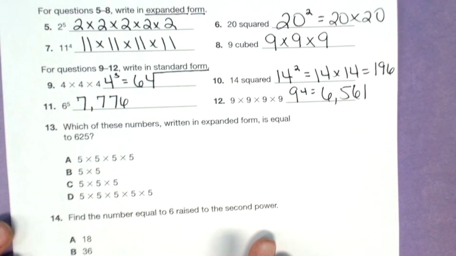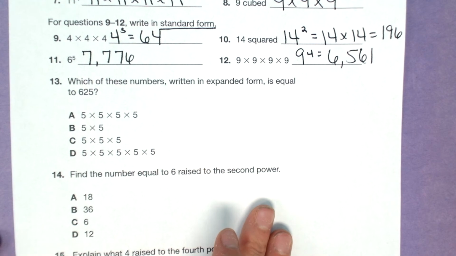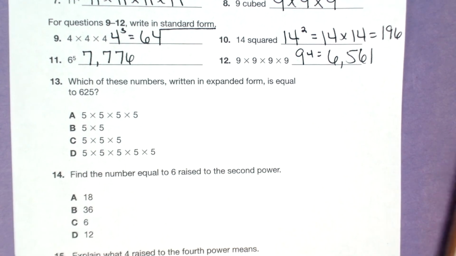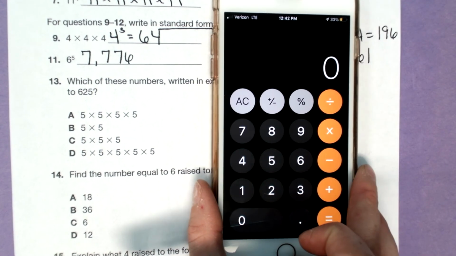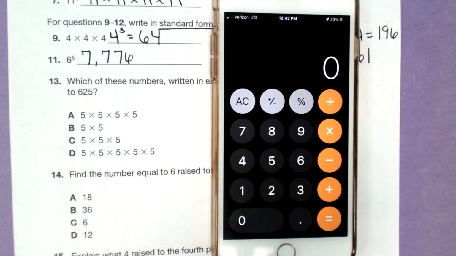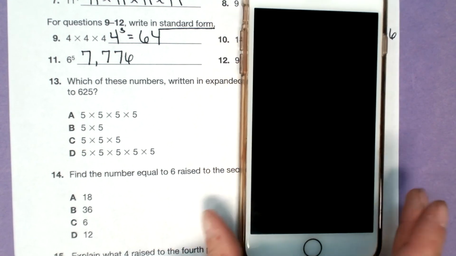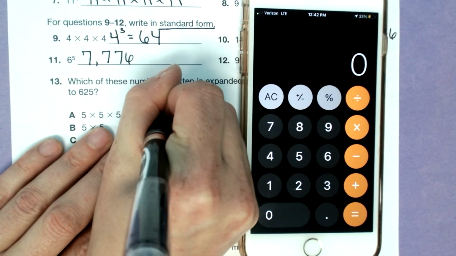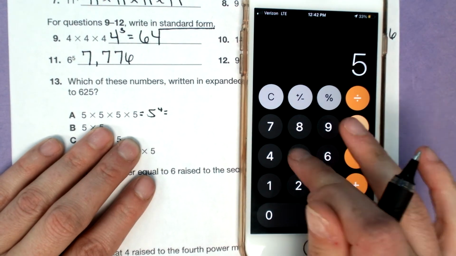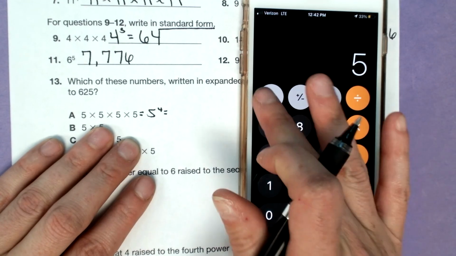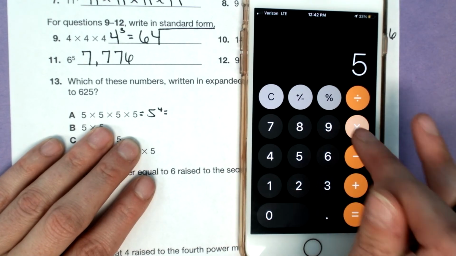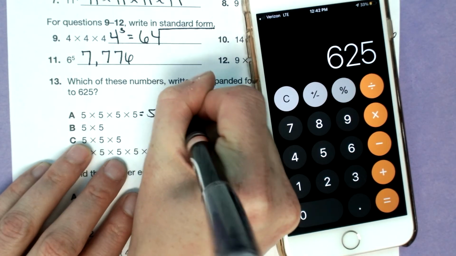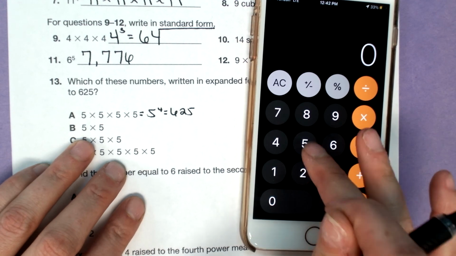All right, 13 says, which of these numbers written in expanded form is equal to 625? Now, here's the deal. I've got to solve all of these. And I'm the kind of math student that solves all of them, even if I don't need to, just so I can make sure, because math is always a definite answer. All right, so the first one is 5 to the power of 4. Okay, so let's solve that. Oh, let me do it again. 625. So that looks like the answer so far.